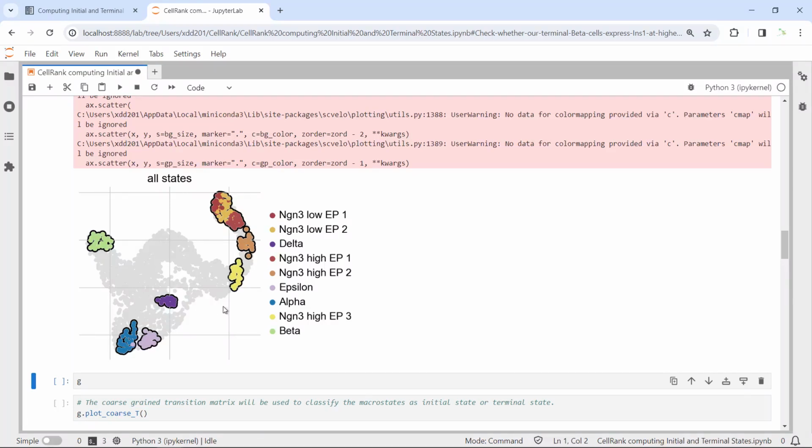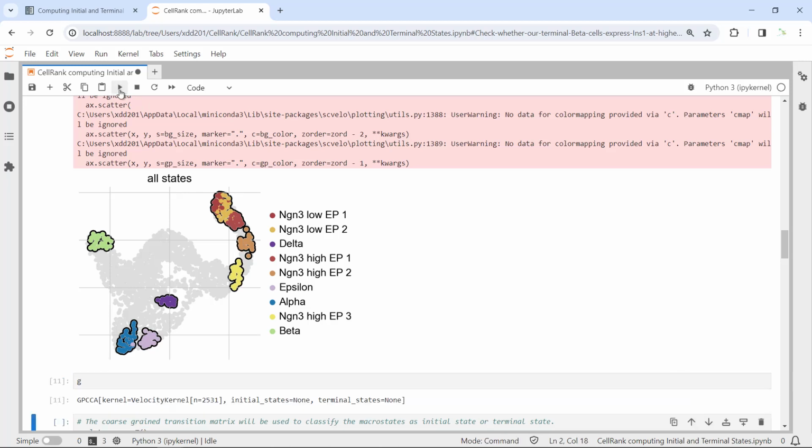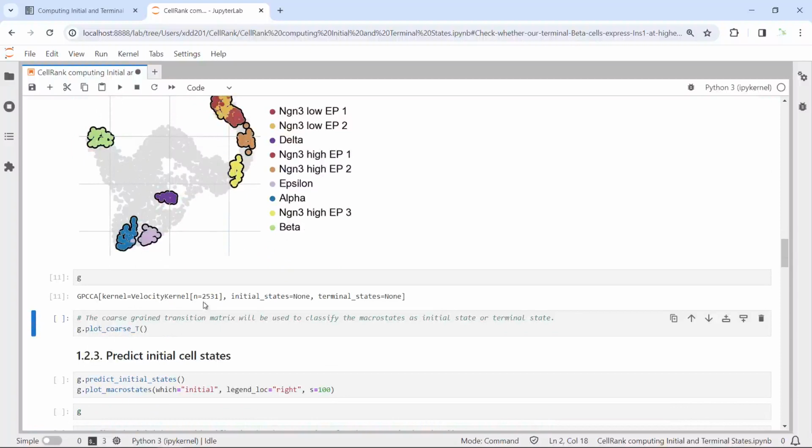Because we have the knowledge about pancreas development, we know the beta, alpha, delta, and epsilon cells are in the terminal stage, but we set n_states as 9, so now we have subclusters for the NGN3 low and high expression progenitors. So we can have a look at the estimator now. You can see we identified all the possible cell states, but we haven't performed the initial state and the terminal state analysis.